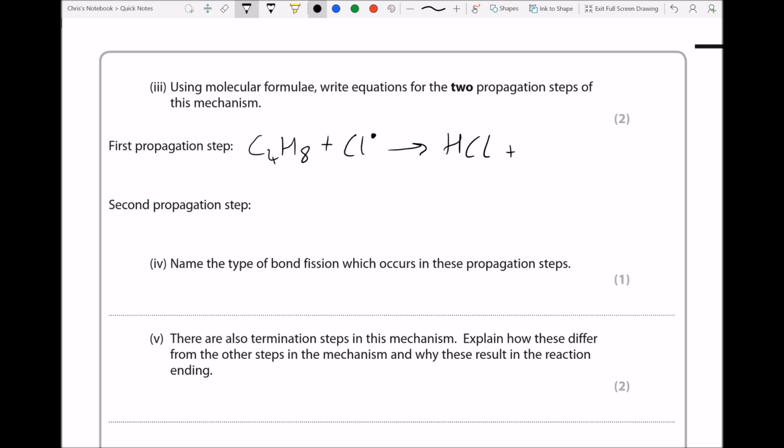But the radical can't just disappear. You can't just get rid of it. It's there. So this lone pair of electrons, a lone electron, so just a single electron. So this is going to be C4H7 dot. There's the radical there. Okay.